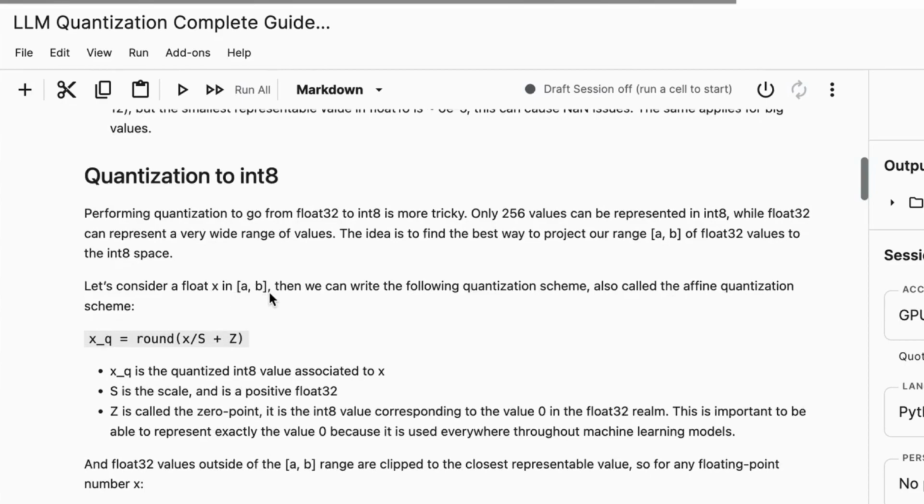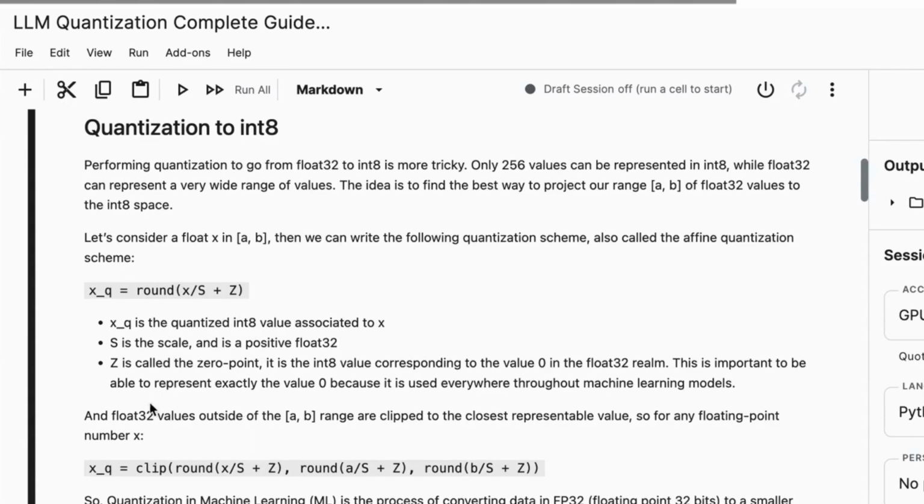So let's consider the float x in the range [a, b]. Then we can write this equation. The xq is the quantized int8 value, that is our final answer that we need to get, and s is the scale. It is always positive for the float 32, and z is the 0 point. It is the int8 value corresponding to the value of 0 in the float. This is important, to be able to represent exactly the value 0, because it is used everywhere throughout the machine learning model. We need to set where this 0 value corresponds to in the int8 space, and we need to check that as well.